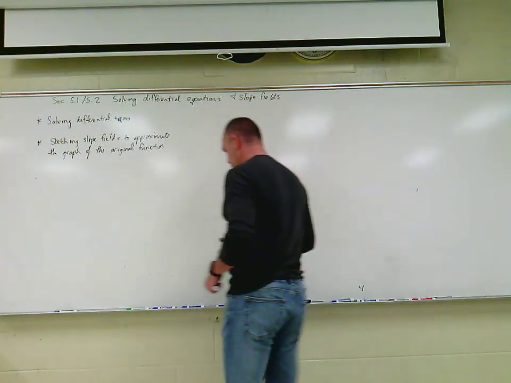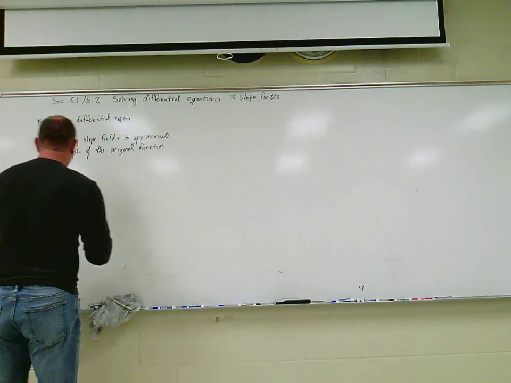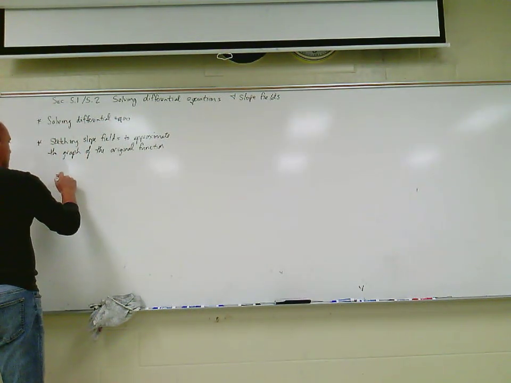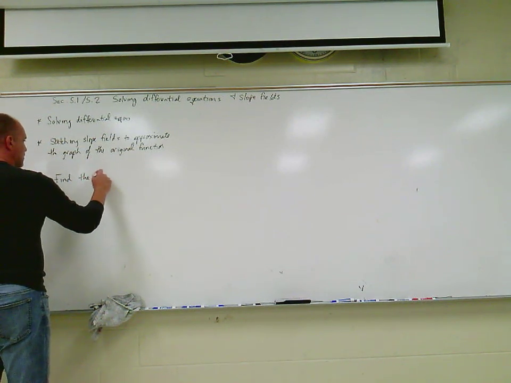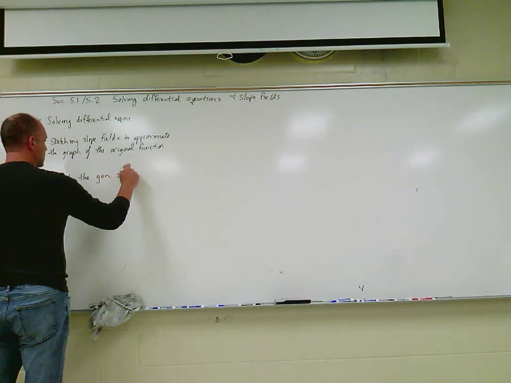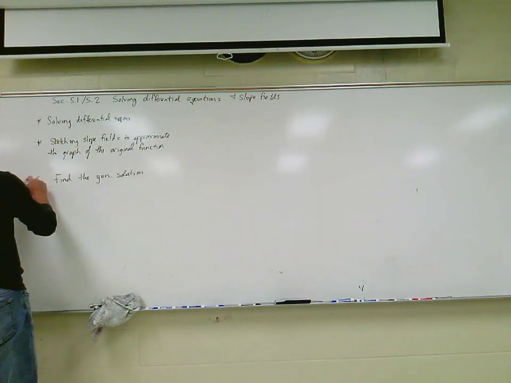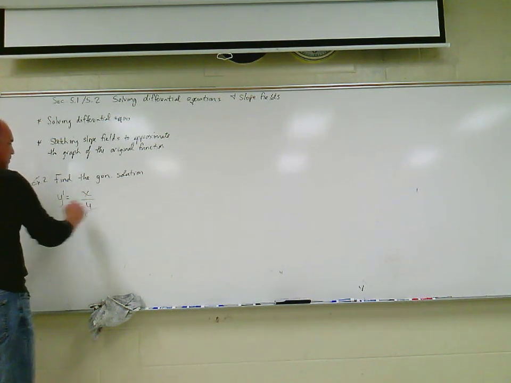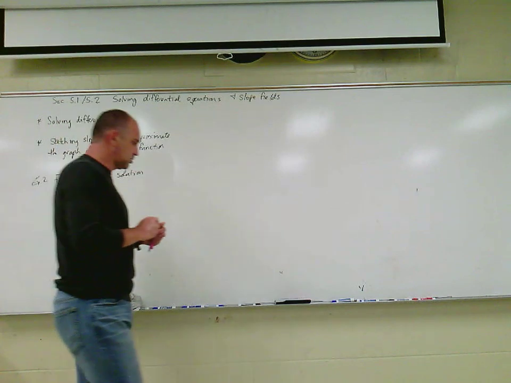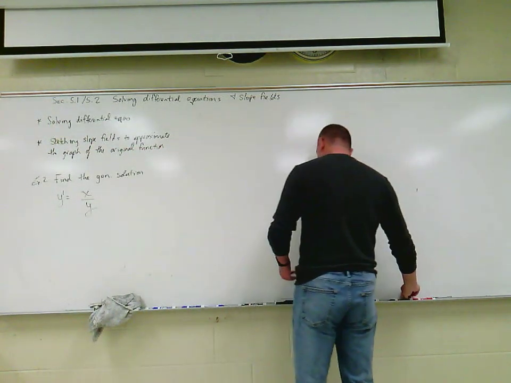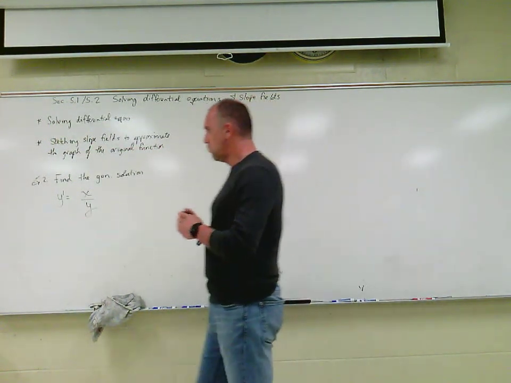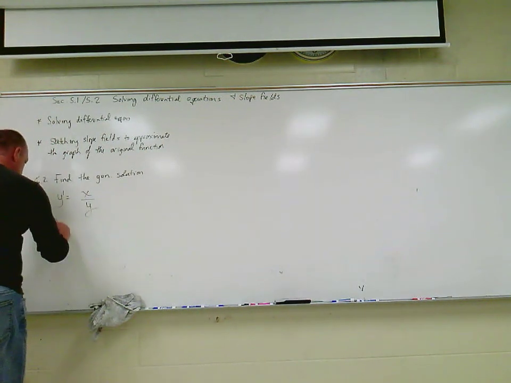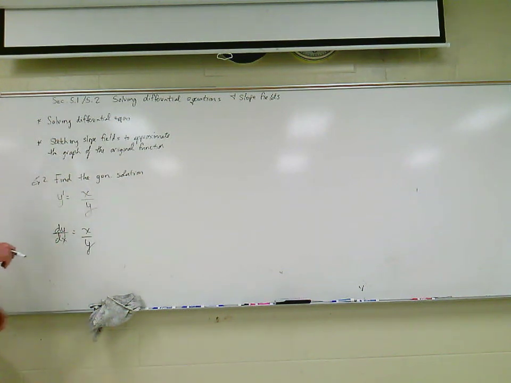All right, so let's look at this one. So we're going to find the general solution. And we'll call this example 2. And our function will be, we'll say y prime equals x over y. Okay, so let's go through our steps. Again, how do we solve? How do we go through this? Well, remember, we're going to change this y prime to dy over dx. All right? So that's our first step.